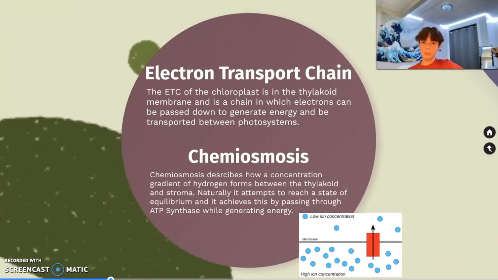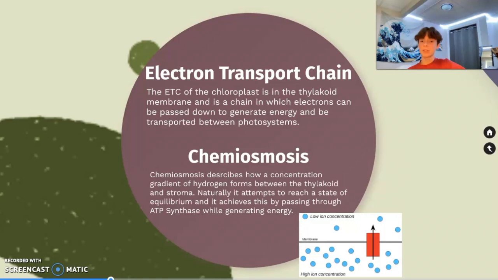The electron transport chain in the chloroplast is in the thylakoid membrane and is a chain in which electrons can be passed down to generate energy and is transported between photosystems, as we've described before. Chemiosmosis is not a structure, but rather the process of how the concentration gradient is satisfied, where hydrogen is at high concentration on one side of the membrane and low on the other.